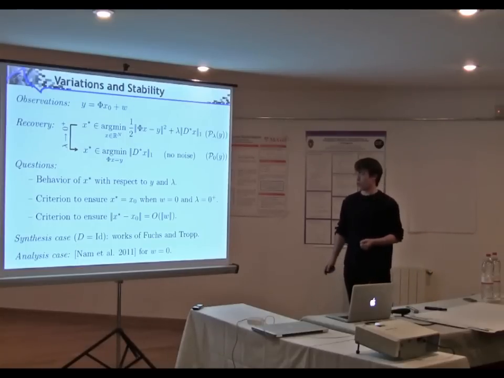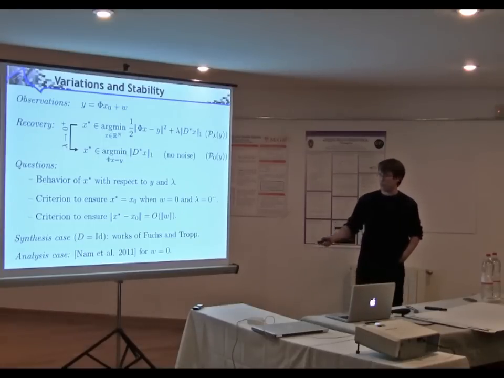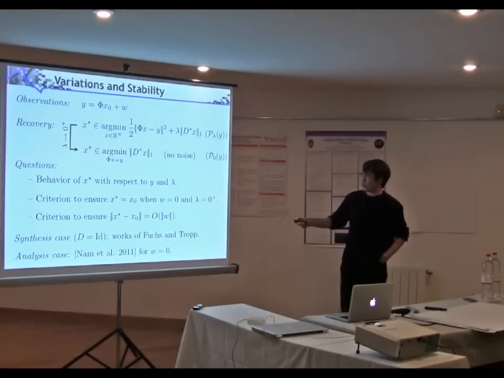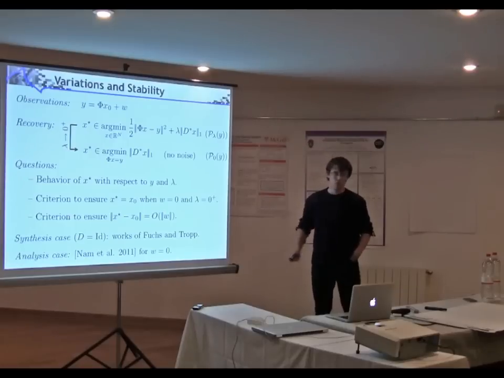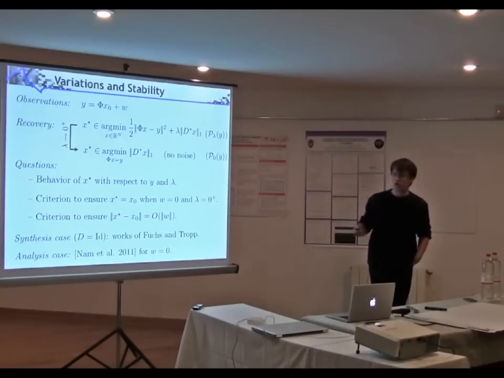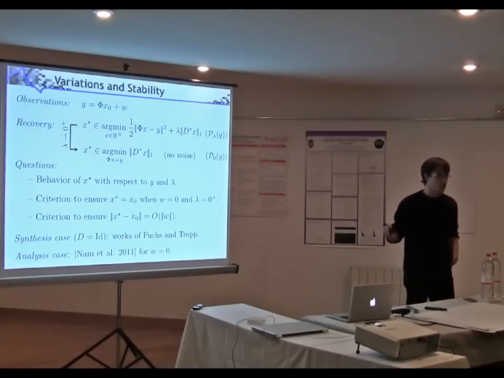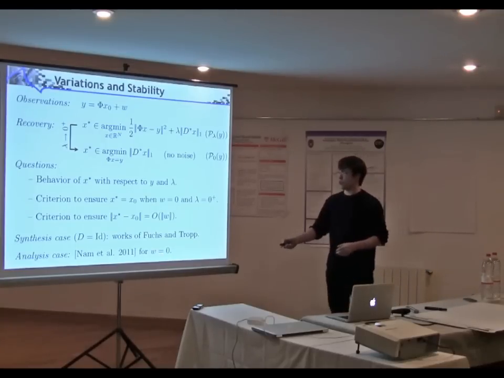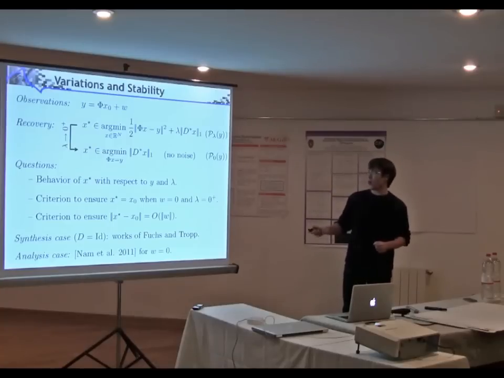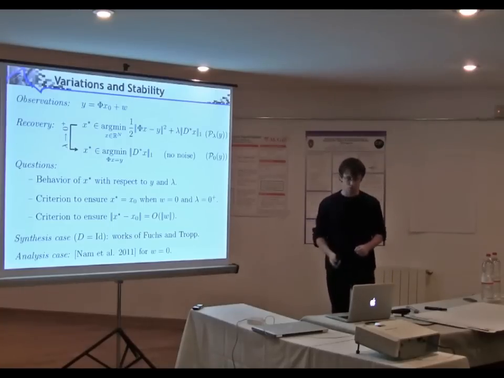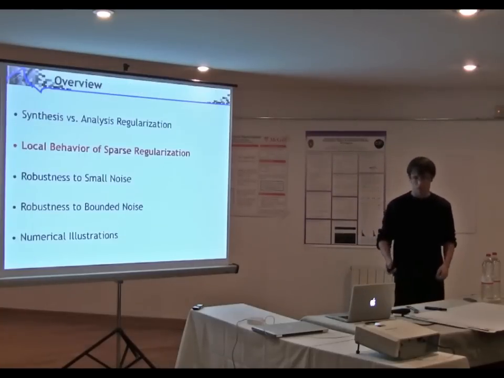And the only previous work is the work of Nam, who is a student of Rémi Gribonval, very recently, and they study the case when there is no noise. They give a criterion to answer this question, but the problem is that this criterion does not guarantee robustness. So in this talk, I will give different criteria that are not better or worse than the criterion of Rémi. They are simply different. Okay, but these criteria can give robustness to noise.